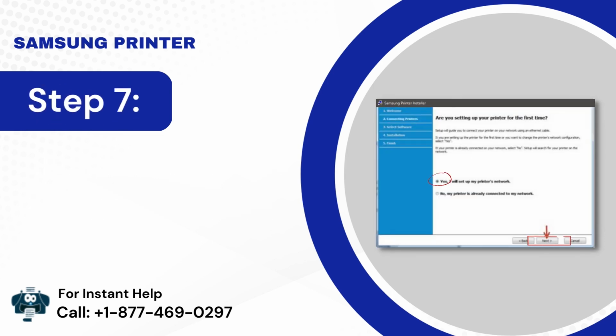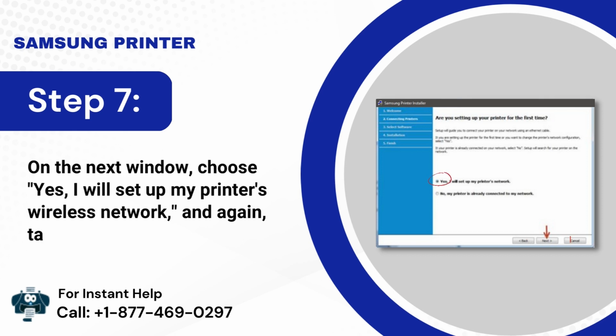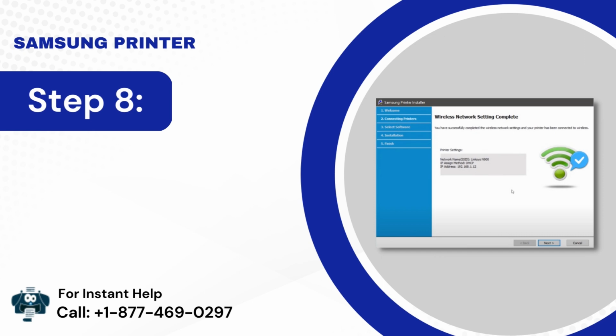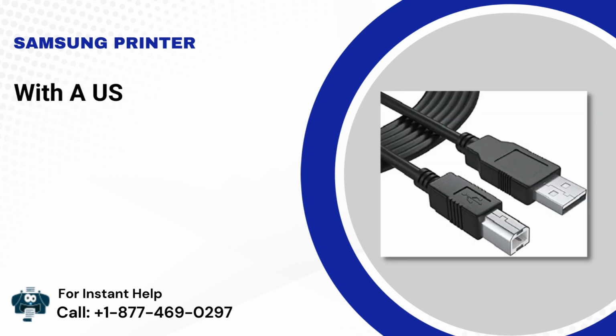Step 7. On the next window, choose Yes, I will set up my printer's wireless network, and again, tap Next. Step 8. When the wireless network setup process is completed, click Next. With a USB cable.